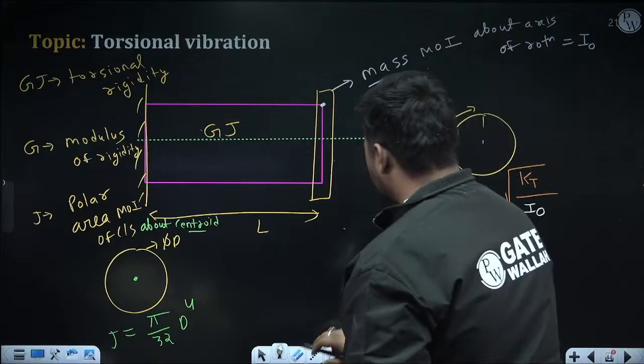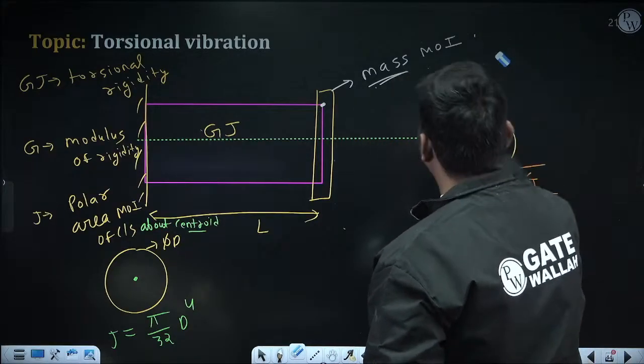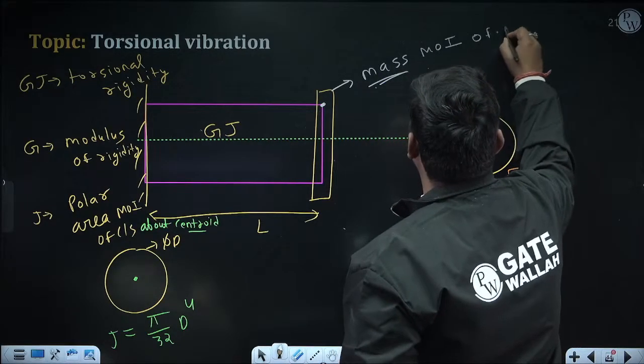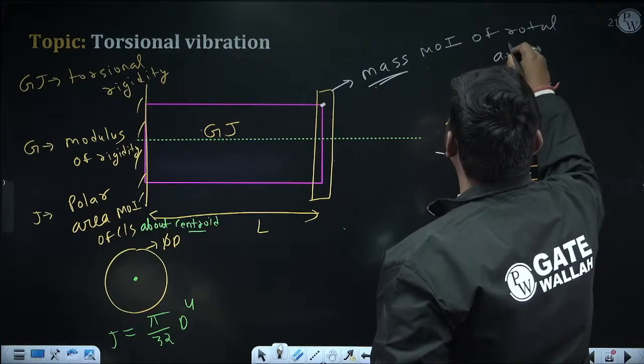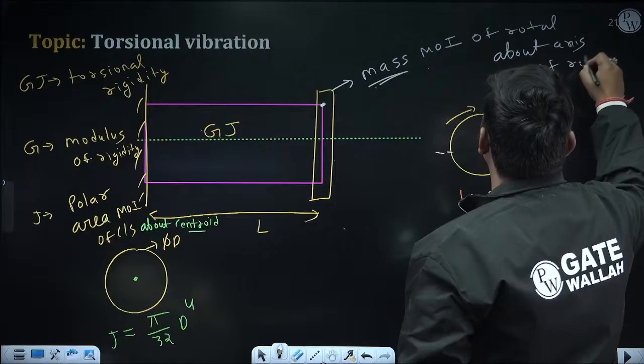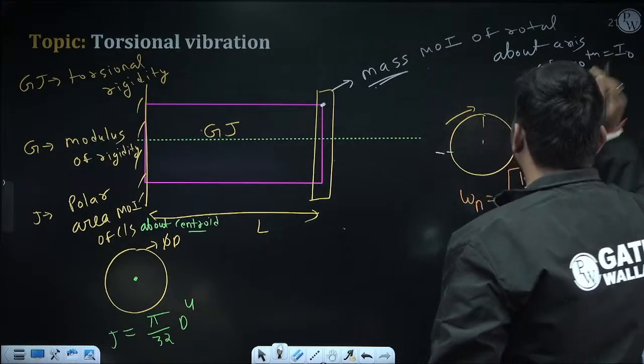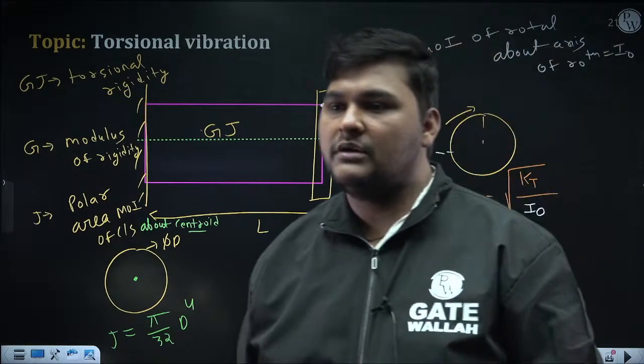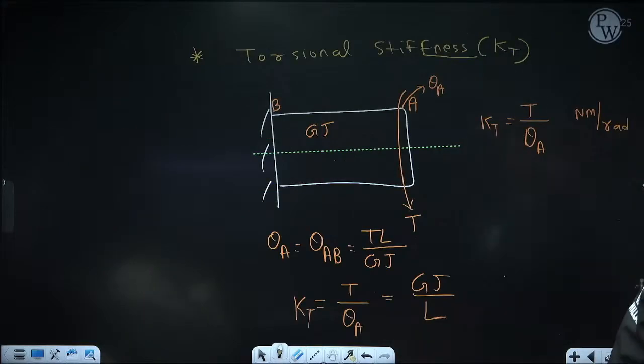Mass inertia of rotor about axis of rotation. So omega n will be root over kT by I naught. Now I am just drawing the equivalent diagram. You can easily relate this.